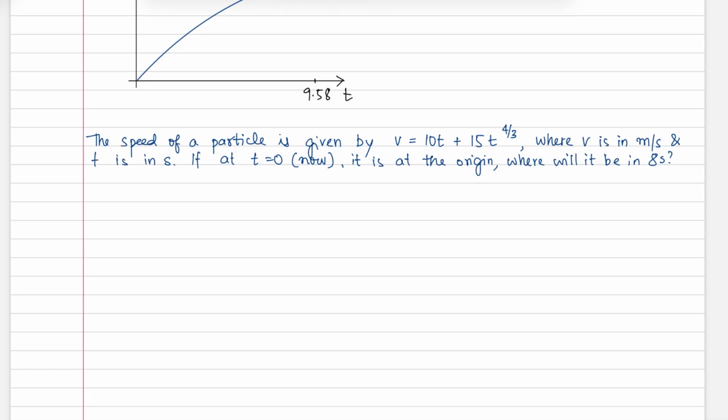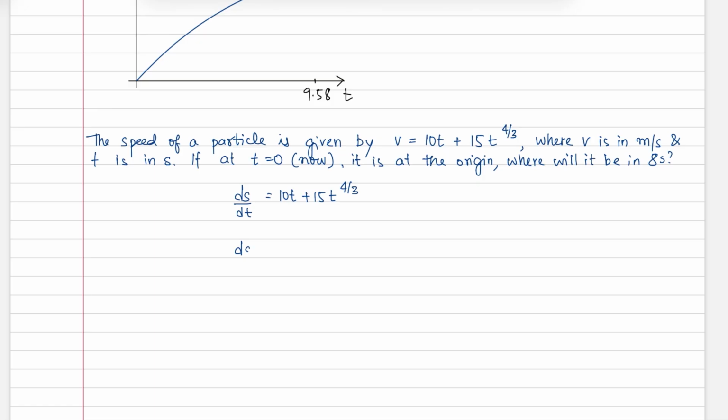So how do you approach this? The question provides you with the speed at any instance of time. It's given to you that at the start it is at the origin. So that means essentially we have ds/dt is 10t plus 15t to the power 4/3. And now we know that to go from velocity to the position, you have to do integration, which provides the initial condition.